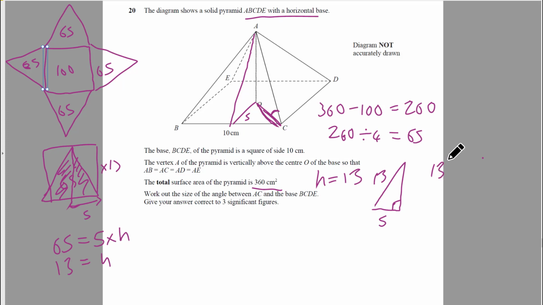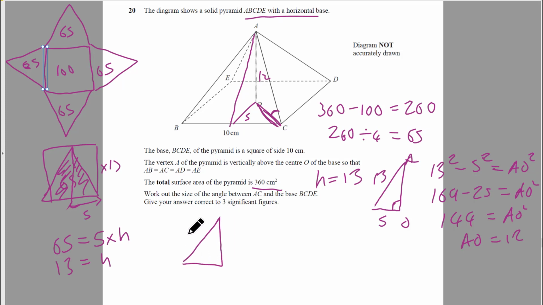So finding the shorter side, we're doing 13 squared minus 5 squared equals, that's going to be length OA. AO squared. Oh no, that's 169 minus 25 equals AO squared. That's going to give us 144 AO squared, so the length AO equals 12. That's 12 here, so we've got this triangle here: 13, 5 and 12.